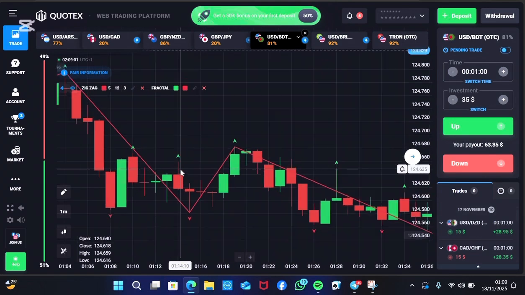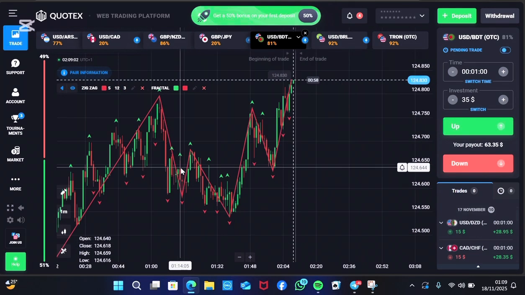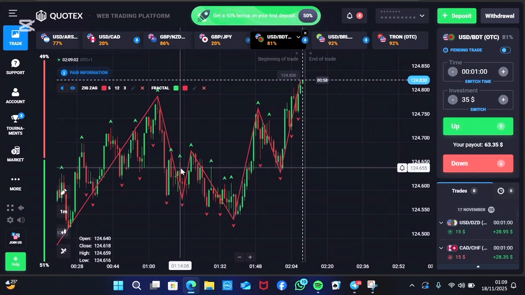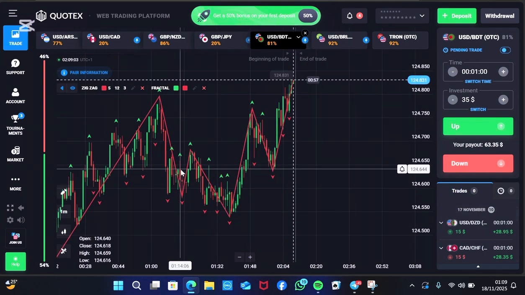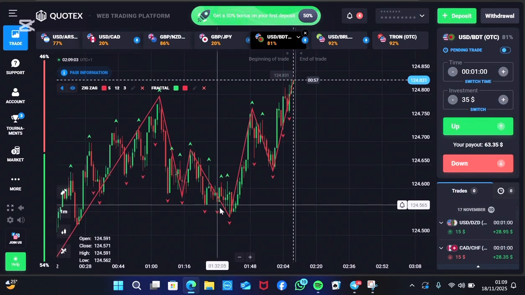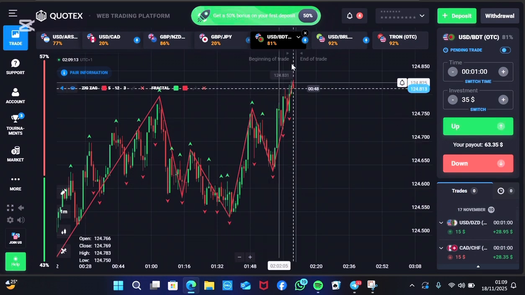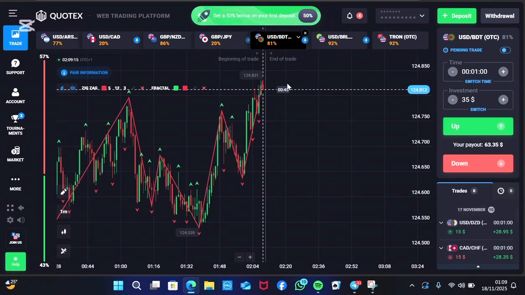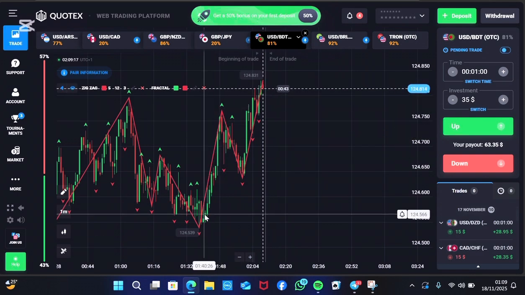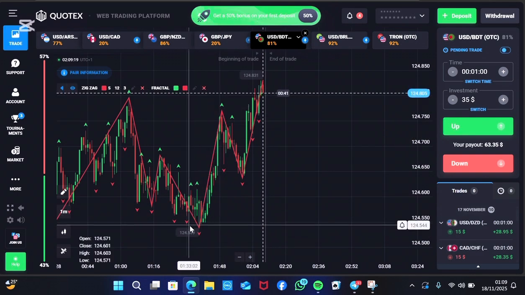Now we go to the next, support and resistance. When I mean support and resistance, this is where the market usually bounces from. When I talk about the support, this is the support which is below, and the resistance is the ceiling which is above.